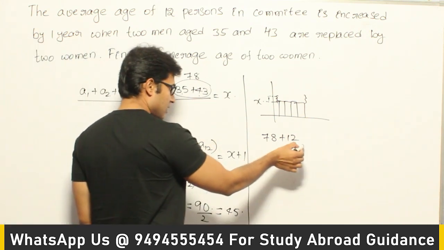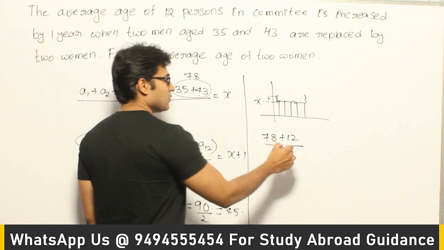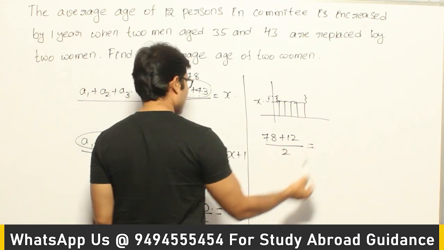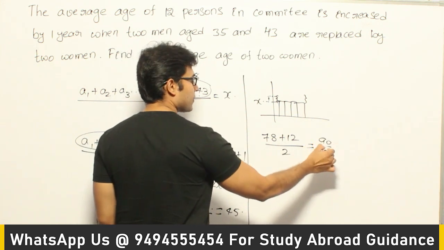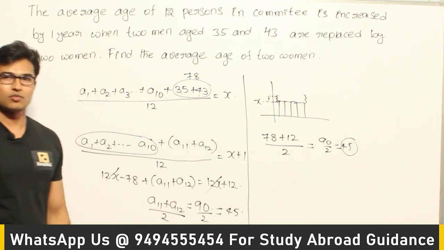Therefore this must be the sum of the ages of those 2 new people added. So the average is, again, 90 by 2, which is 45. So either you do it this way or that way, both are the same.